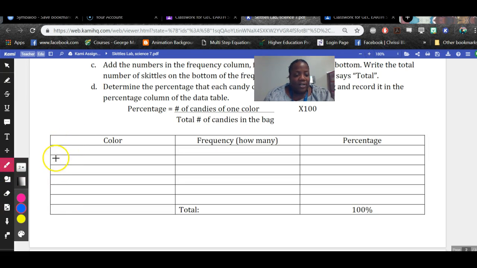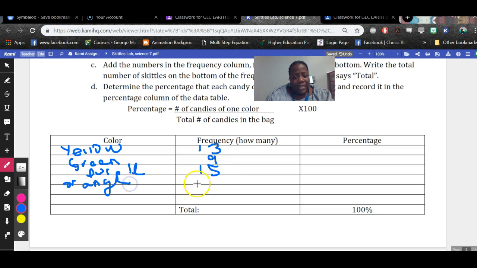Let's say my first color that I got in my bag was yellow. How many yellows did it have? Let's say my bag contained 13 yellow candies. My next color, let's say green. Let's say the green contained 9 in my bag. Next color, purple. Let's say I had 15 purple Skittles in my bag. What's the other color? Orange. Let's say that there were 8 oranges in the bag.